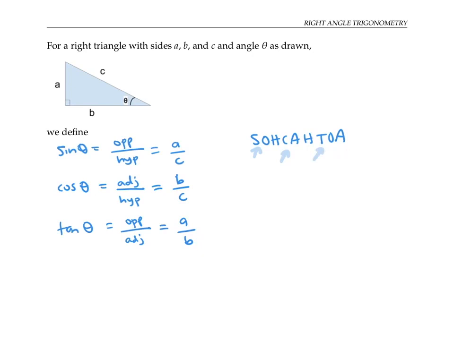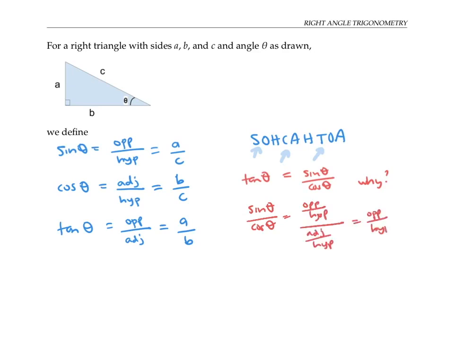In fact, there's a relationship between tangent and sine and cosine. Namely, tangent of theta is equal to sine of theta over cosine of theta. You see why? That's because sine of theta over cosine of theta is given by sine, which is opposite over hypotenuse, divided by cosine, which is adjacent over hypotenuse. If we compute these fractions by flipping and multiplying, the hypotenuse length cancels, and we just get opposite over adjacent, which is by definition tangent of theta.